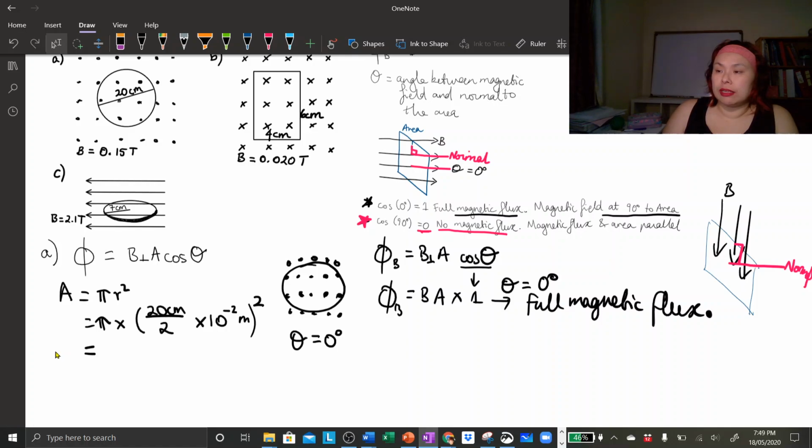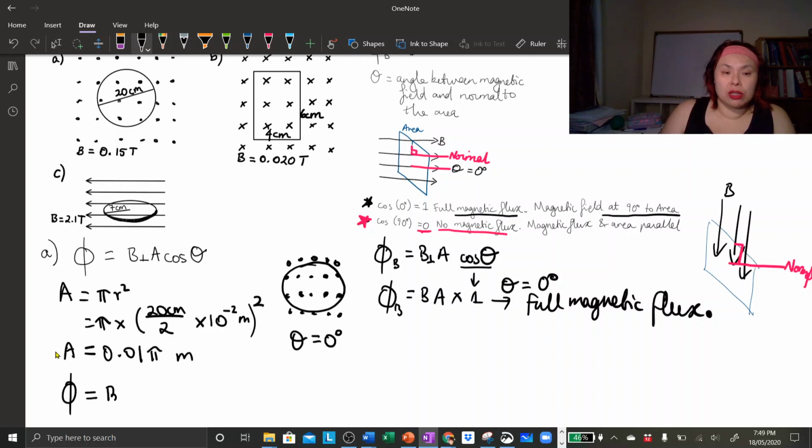So our final answer for this, for just the area, will be 0.01 pi meters squared. Now this is an exact answer. I'm leaving it like that because we need to substitute it into our magnetic flux equation.